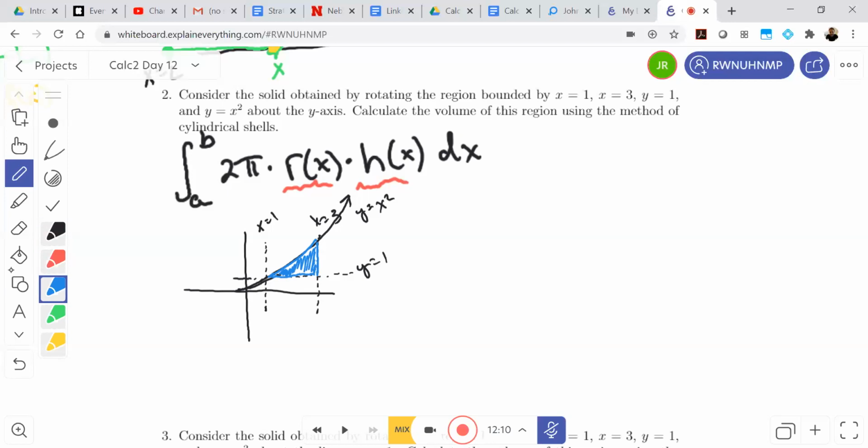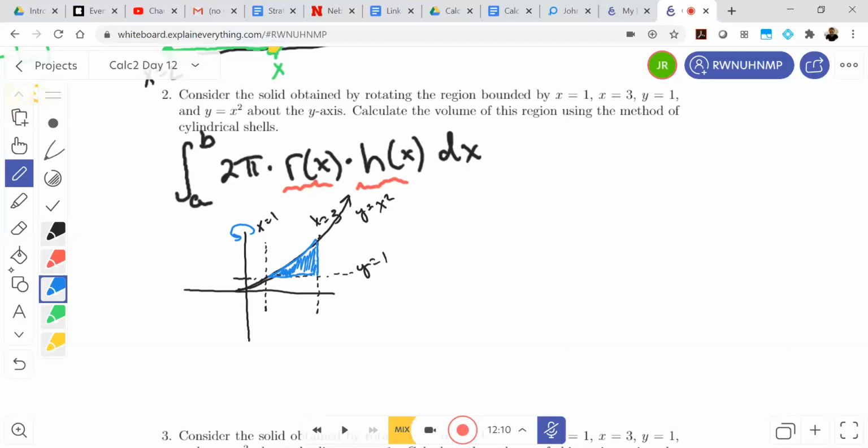So our goal is to revolve this region about the y-axis. We're going to revolve that around this curve right here. Okay, so this is our setup.